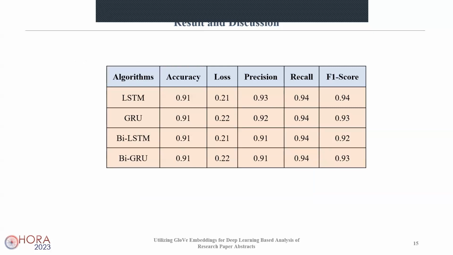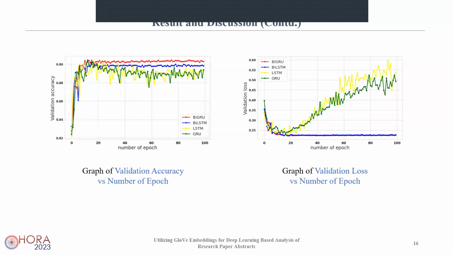The recall scores were consistently high at 0.94, suggesting a low number of false negatives. F1 score ranged from 0.92 to 0.94, indicating good overall performance for all architectures. In terms of loss, LSTM and BiLSTM had slightly lower values compared to GRU and BiGRU, indicating better convergence and improved model performance.